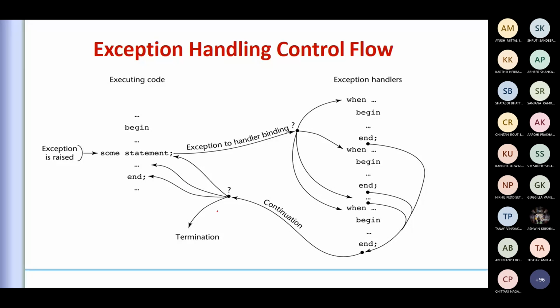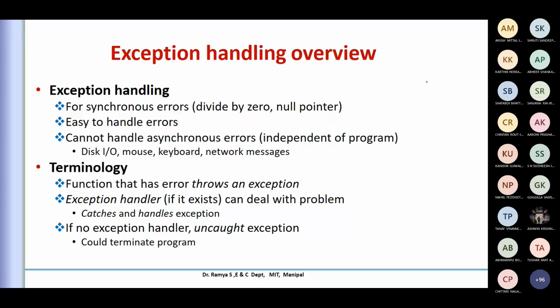Is it clear? So this is what the exception handler is trying to do. That is the main concept in C++. This exception handling, as I mentioned, is for synchronous errors, and it is easy to handle. We'll see many things on this. But it cannot handle asynchronous errors, as I mentioned earlier. So remember, it handles only synchronous errors.